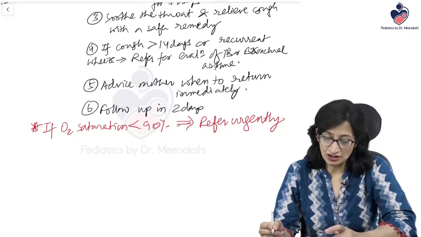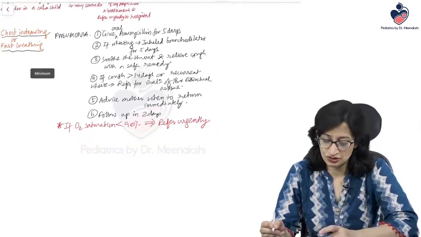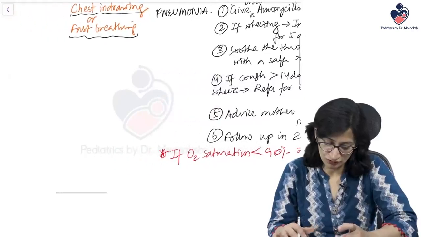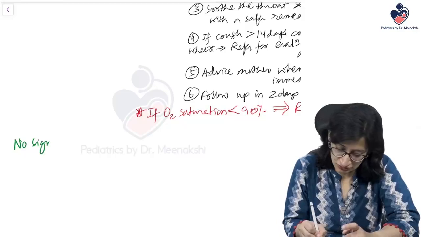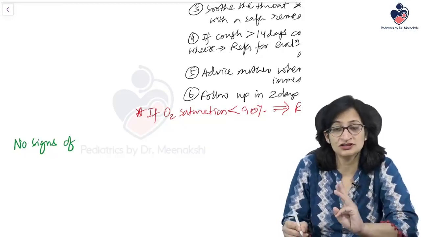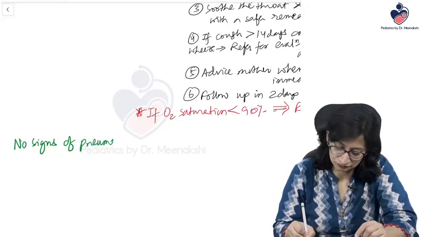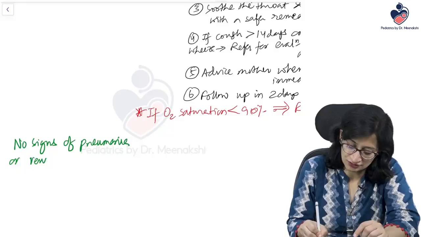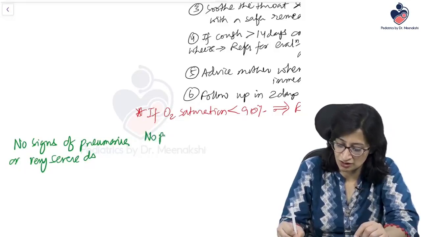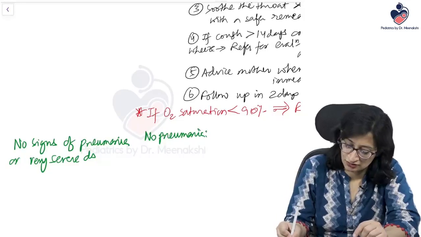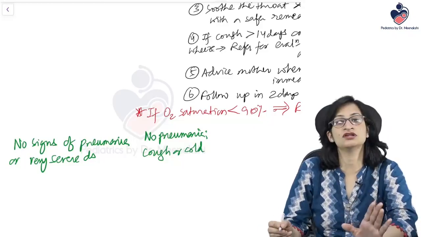Okay. Now, if the child has got no signs of pneumonia or very severe disease, then what do you do? That means no chest indrawing, no fast breathing, no general danger signs, no stridor. That means the child has no pneumonia, only cough or cold.